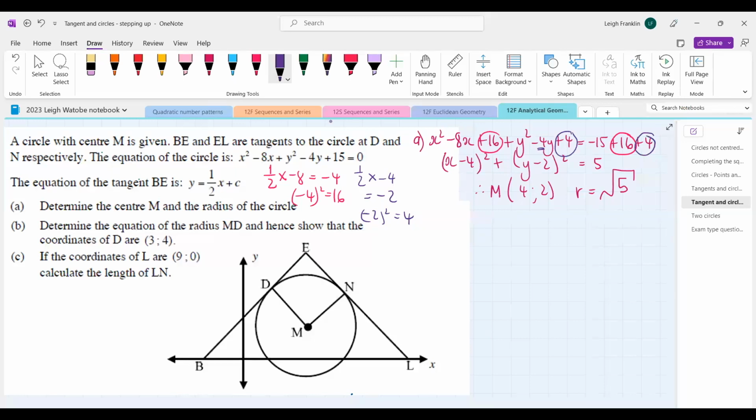Okay, and then I wrote my trinomials as perfect square trinomials, and I got my equation into center radius form so that I'm able to determine the coordinates of the center M and the length of the radius. The coordinates of the center M are (4, 2). Makes sense because it's a point in the first quadrant. And the length of the radius is √5.